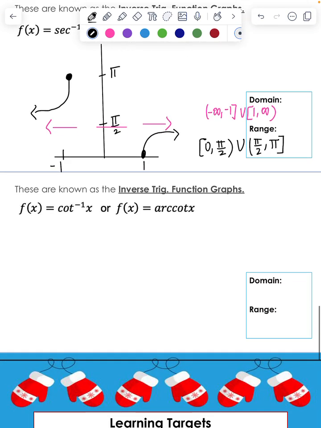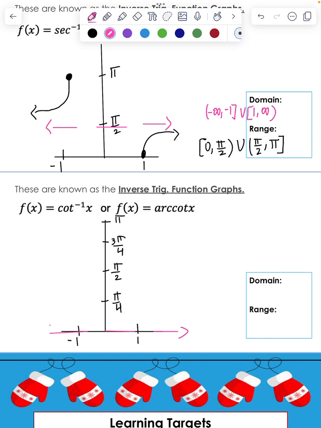Okay, last one, cotangent. Cotangent will have a restricted range from 0 to pi. You need your pi over 4s. Still 1 and -1 on your x-axis. Like I said earlier, cotangent and cosecant I can remember because they both have asymptotes at 0. And then you need your decreasing s-curve. And then one more asymptote.